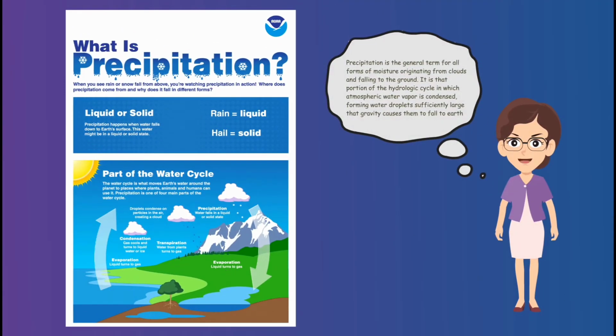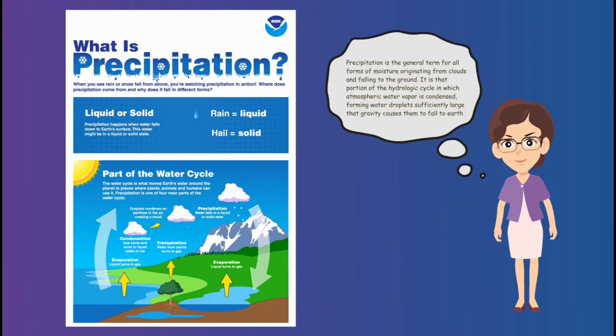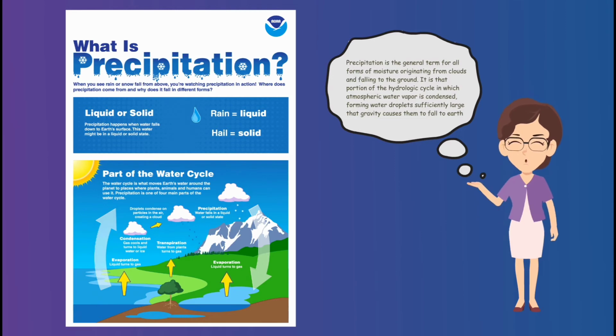Precipitation is the general term for all forms of moisture originating from clouds and falling to the ground. It is that portion of the hydrologic cycle in which the atmospheric water vapor is condensed, forming water droplets sufficiently large that gravity causes them to fall to earth.